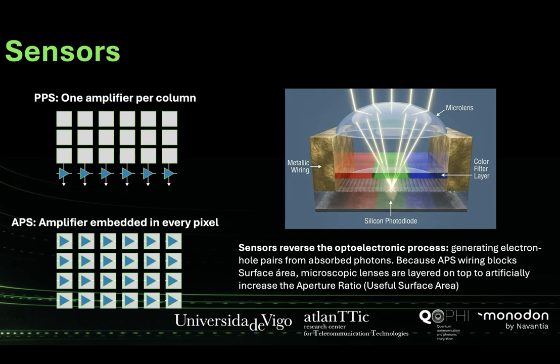However, the extra electronics reduce the area available for capturing light. To solve this, engineers place microscopic lenses above each pixel. These microlenses focus incoming photons into the active region. This dramatically improves sensitivity. Every smartphone camera today depends on this technology.